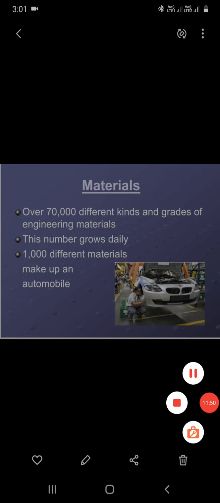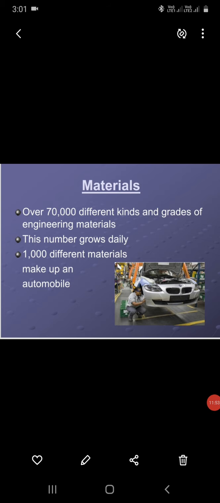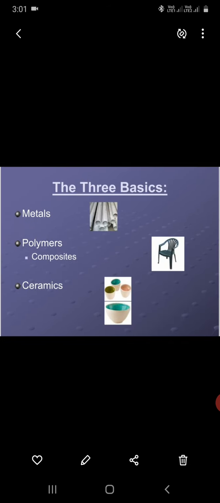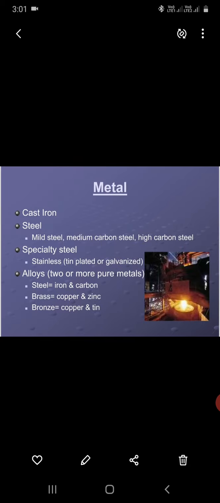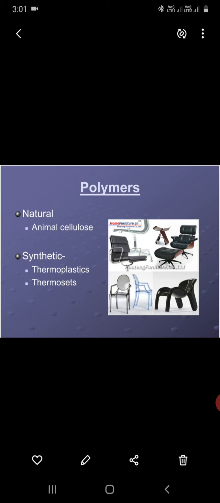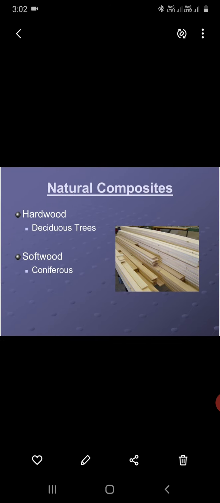So once again, there are 70,000 different kinds and grades of materials, and it keeps on increasing with new research and technology. And there are many different materials used for just one automobile. So the three basic types are metals, polymers, ceramics. Cast iron and steel are types of metals, alloys. Polymers are natural and synthetic: thermoplastics, thermosets. Natural composites are nothing but wood, maybe soft or hard.